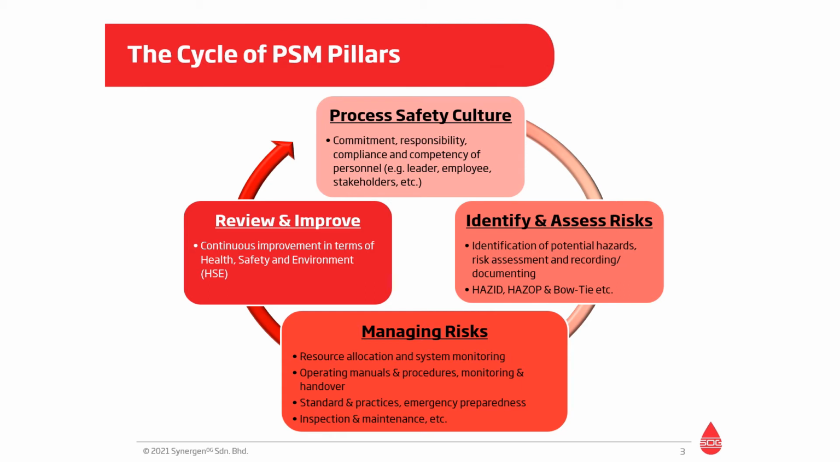In the next pillar, after identifying hazards and assessing the risk, the organization needs to be able to manage risks through resource allocation and system monitoring, such as operating manuals and procedures, monitoring and handover, standards and practices, emergency preparedness, inspections and maintenance, and others. Finally, the organization needs to review and improve its PSM through continuous improvement of health, safety, and environment.